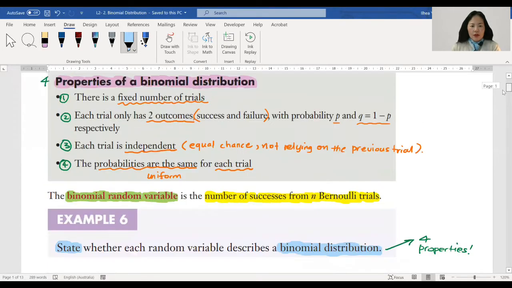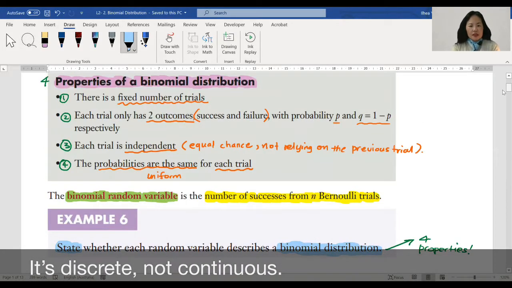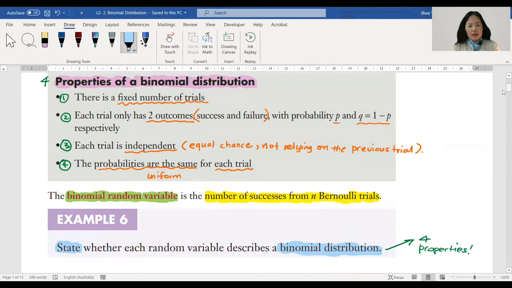There are four of them. The first one is the fixed number of trials. Second, of course, you'll get two outcomes, success and failure. Success is P, failure is Q equals 1 minus P. And each trial is independent, which means you're going to get an equal chance. The outcome is not relying on the previous trial. So, for example, without replacement, if you don't replace it, it'll affect the following trial. But if you keep replacing it, every event, every chance will be equal.